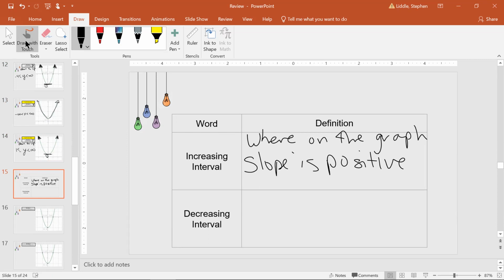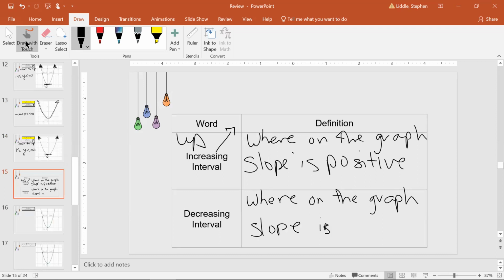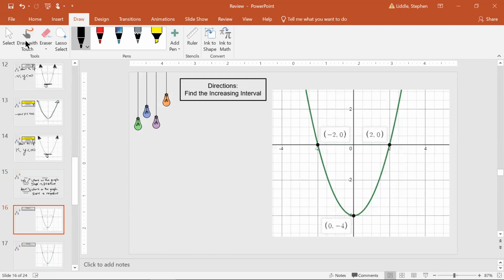Another way to think of this, when you're looking at the graph, the line or curve will be going up. It'll look something like this. Decreasing is just the opposite. It's where on the graph the slope is negative. Another way to think of that is when it is going down. All right, so let's do some examples.